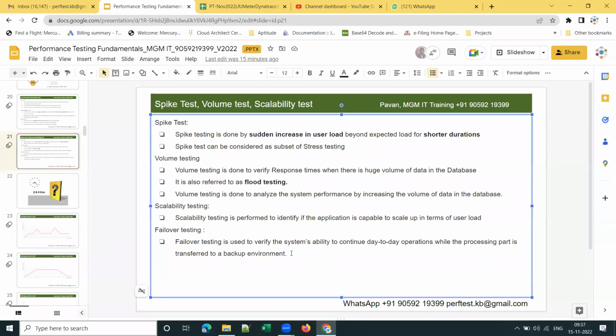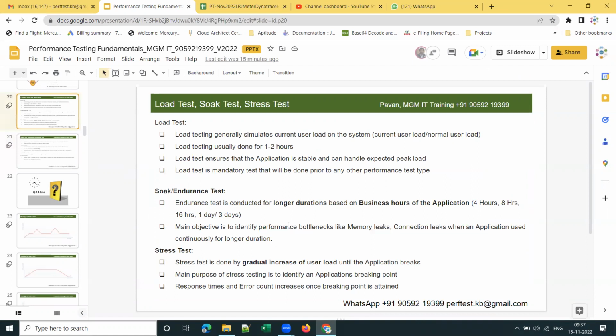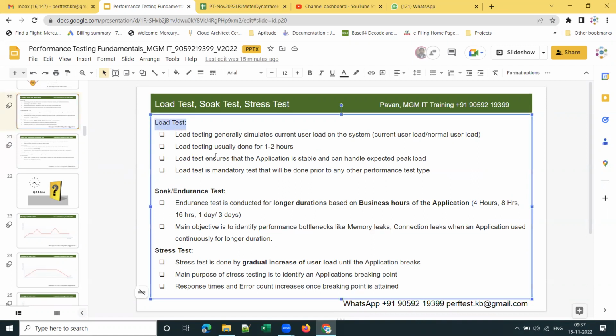So this is about these different types of testing in detail, right? So we discussed load test, soak test. Load test is very important one. I didn't highlight this. Soak test and stress test, I will keep normal. Okay.